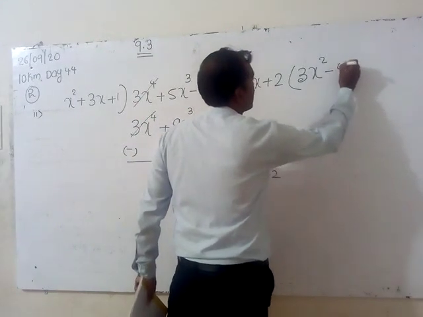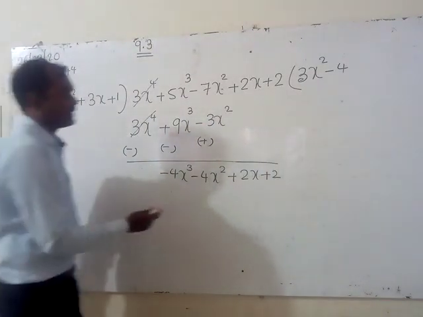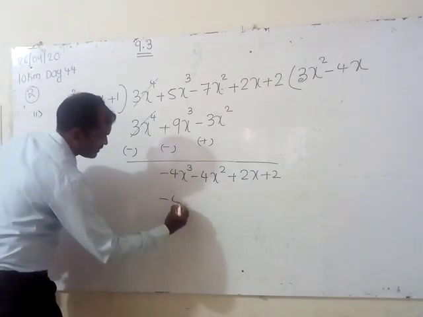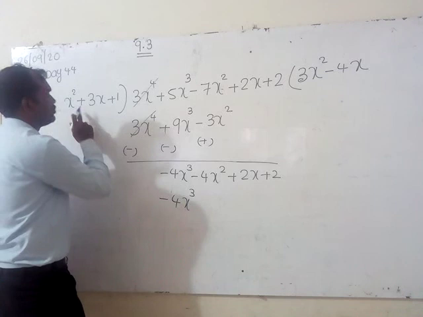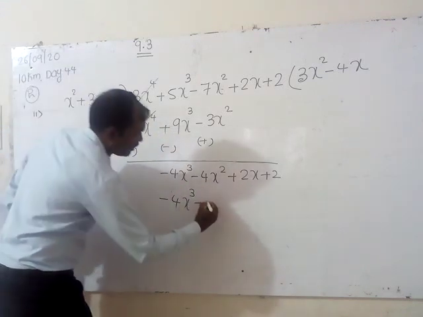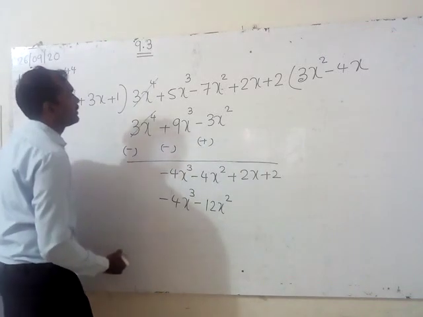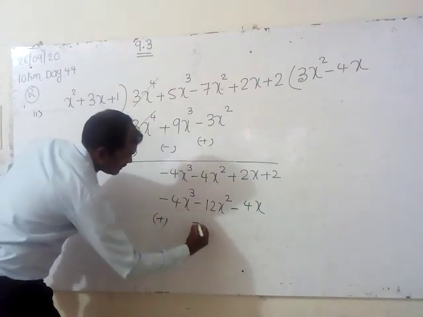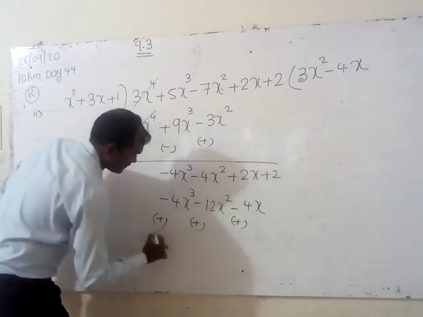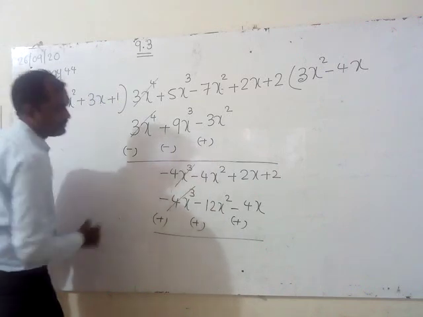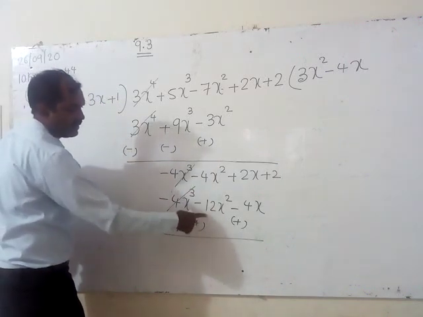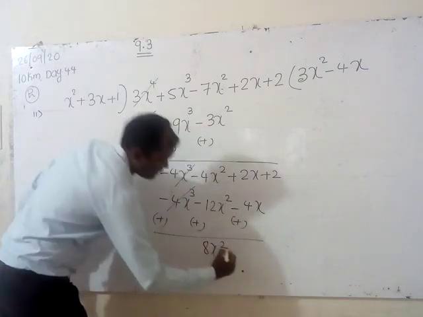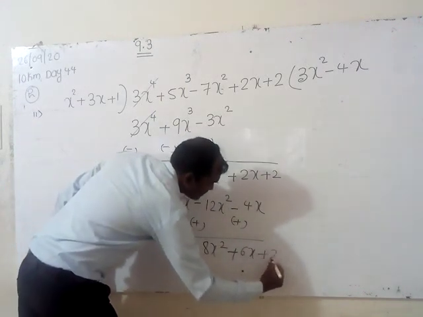Minus 4, that is x square, now we get x cube minus 4x, minus 4. This minus 4x cube into plus, minus minus 12x square, then minus 4x. Plus is also plus, and all the minus terms cancel, these two are cancelled. Minus and plus, and then not together, x square, then plus 6x plus 2.